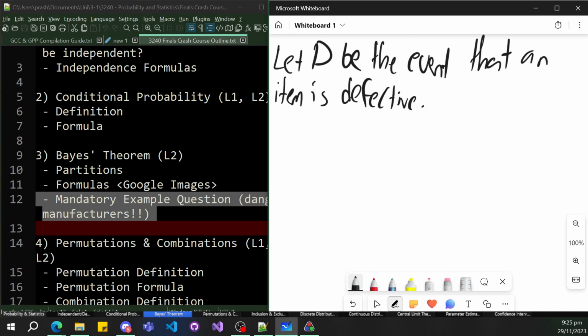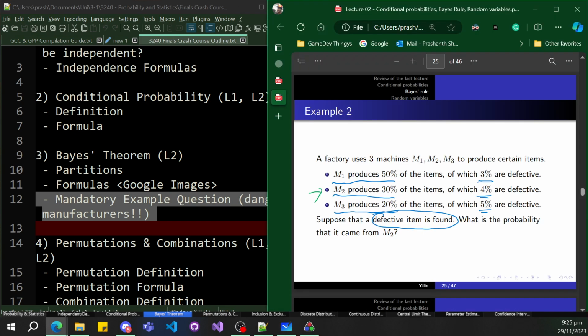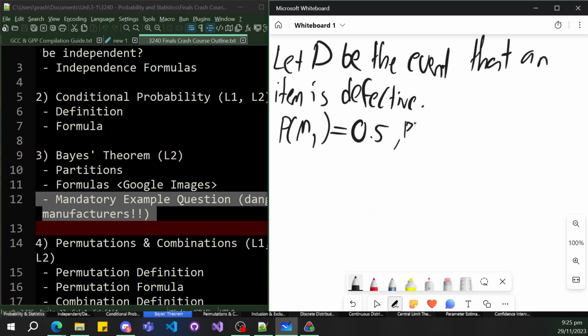That means if you were to take any random item from the factory, there is a 50% chance that M1 produced it. So I'm going to put the probability of M1 is 0.5. Likewise for M2. M2 produces 30% of the items. So the probability of M2 is 0.3. The probability of M3 follows the same logic, 0.2.